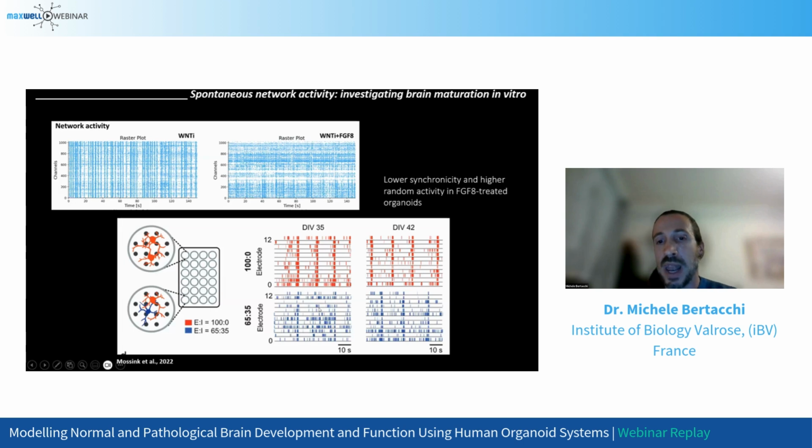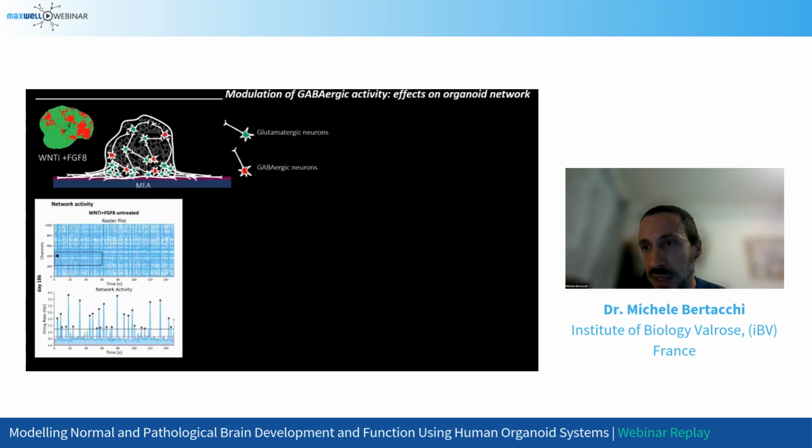So this random, less synchronous, less organized activity is exactly the same that we found with our organoids, suggesting that GABAergic activity was responsible for this. Now, to be absolutely sure about this, we decided to take another approach. Can we transiently block the activity of GABA inside our organoids?